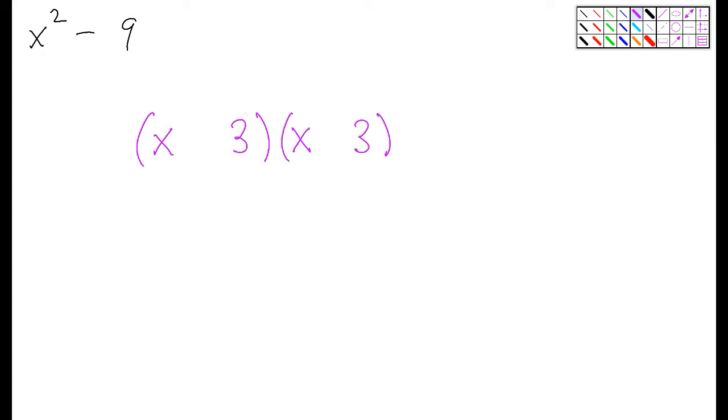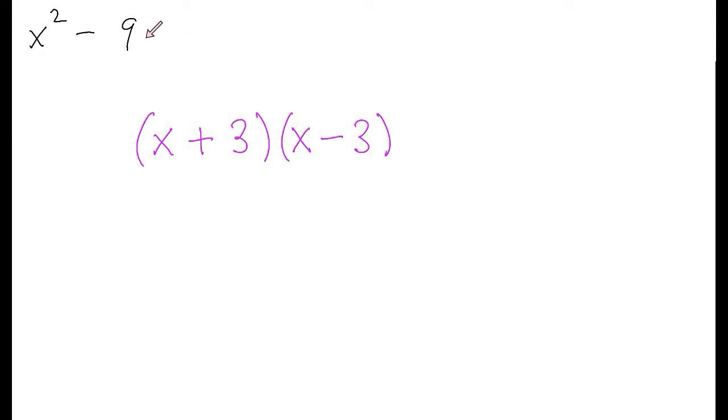And then what's left is a plus and a minus. And that's it. This is called the difference of squares. Difference because it's a minus, and squares because these are both perfect squares. And this is what you're always going to get, a plus and a minus, and whatever the square root is of these respective items.